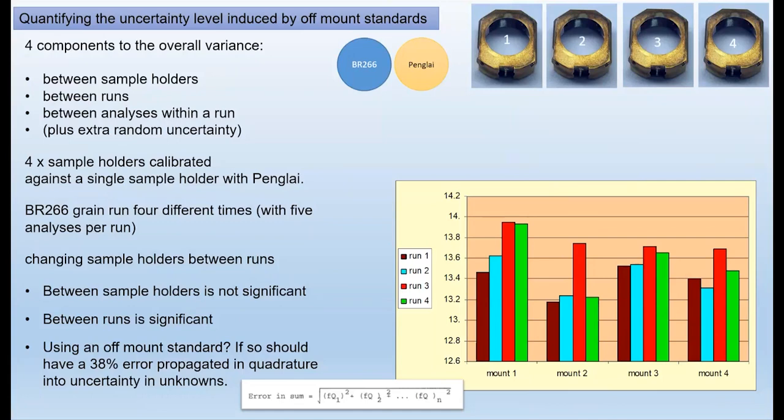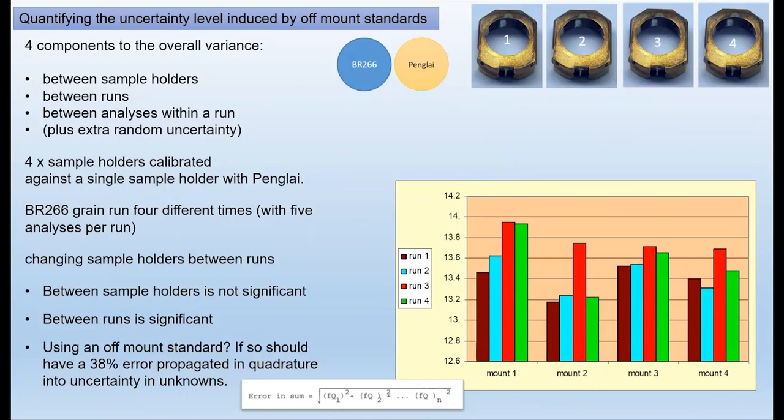Clearly, that's non-ideal, but for legacy material, that might be a real thing that you've had to deal with, where you've not been able to mount reference material along with your sample material. So what you're doing is you're analyzing your sample, then you're analyzing your reference material in a different epoxy mount, in which case there's going to be 4 components of variance within that. You're going to bring in a variance between the different sample holders that you might have used. There'll be a difference between the individual analyses runs themselves. There'll be uncertainty within the run itself, and there'll be some other random additional uncertainty from this process.